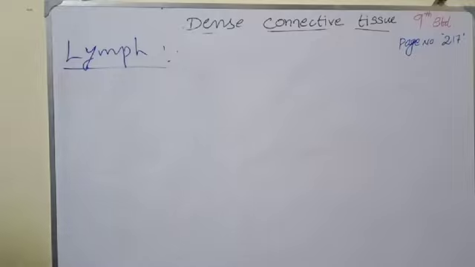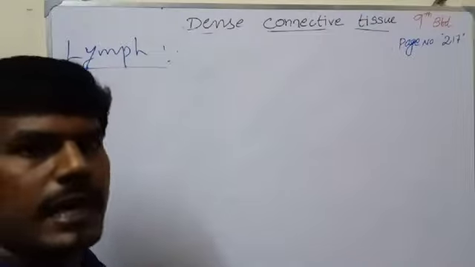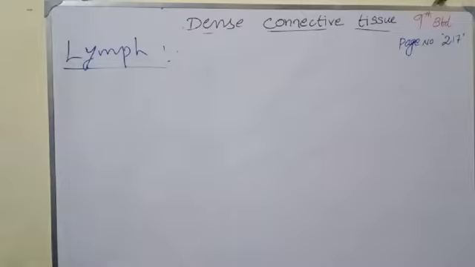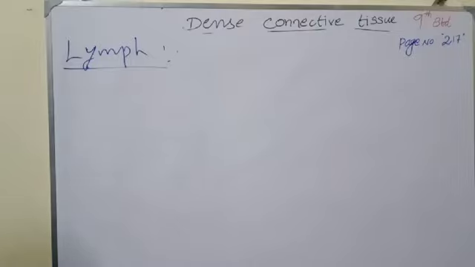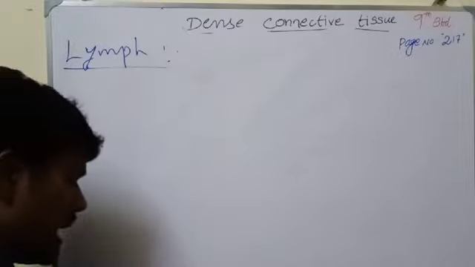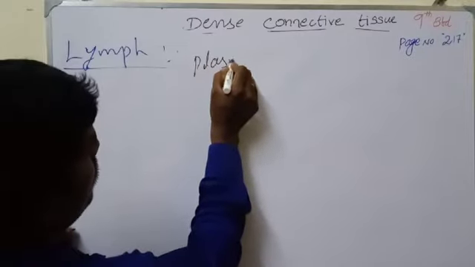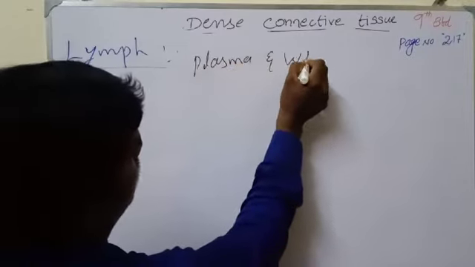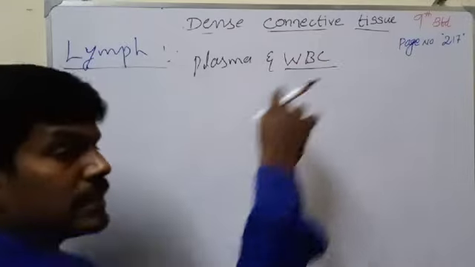Next one, lymph. Lymph is a colorless fluid. This is also one of the fluids, but RBC blood has color, whereas lymph does not have color. And it is filtrate out of the blood corpuscles. It contains plasma and white blood cells. Lymph contains plasma and white blood cells, already explained, and it is colorless.